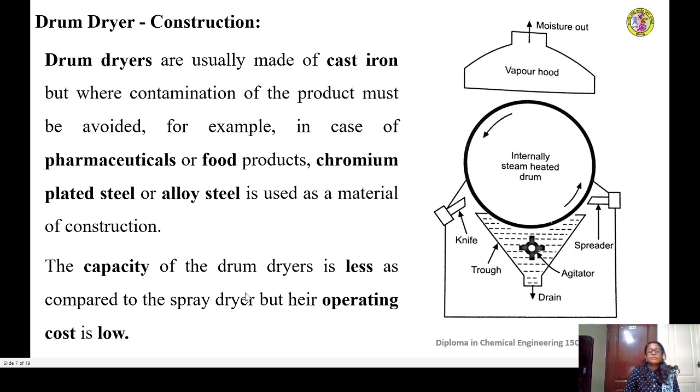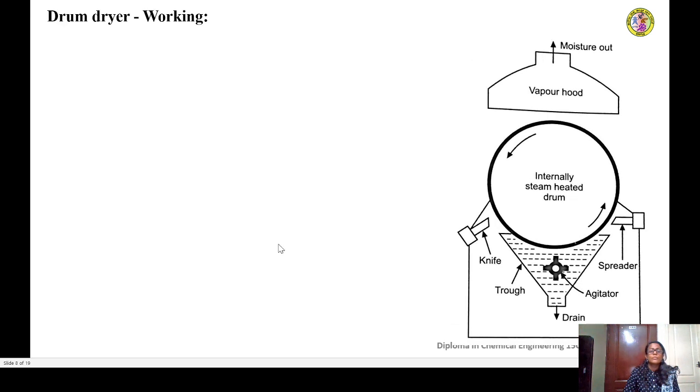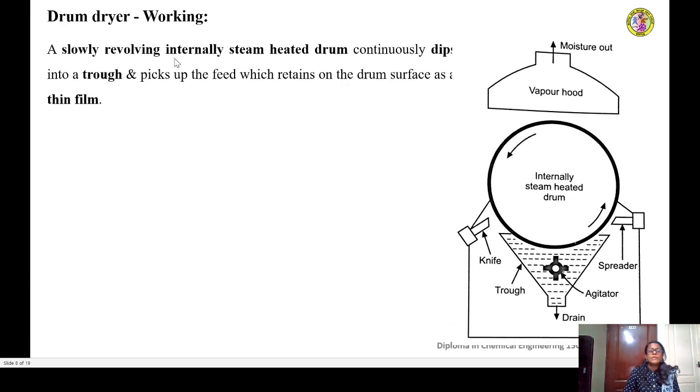The capacity of the drum dryers is less compared to that of spray dryers, but their operating cost is low. A slowly revolving, internally steam-heated rotary drum continuously dips into the trough and picks up the feed, which it retains on the drum surface as a thin film. So this is how a rotary drum dryer works.